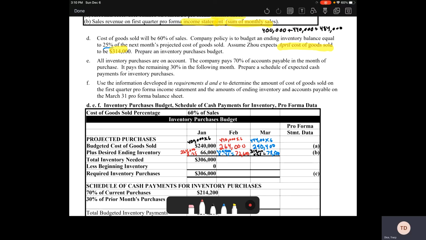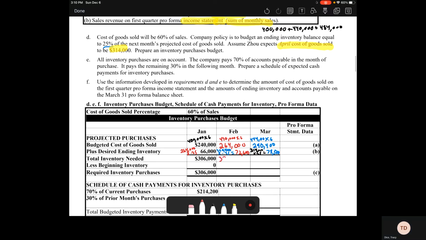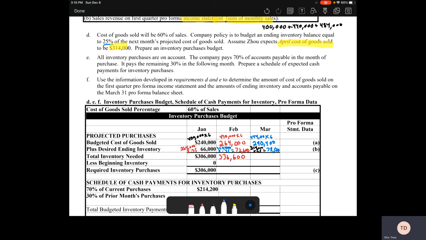So then for February, we do the same process. Take that 264,000, add in the 72,600, and what you should end up with is 336,600. Do the same thing for March. Take the 290,400, add the 78,500, and you get a total of 368,900. So that's the total inventory we need.